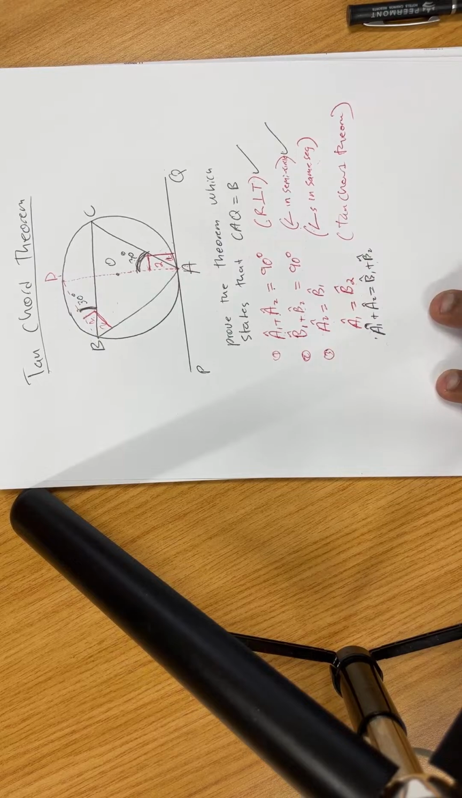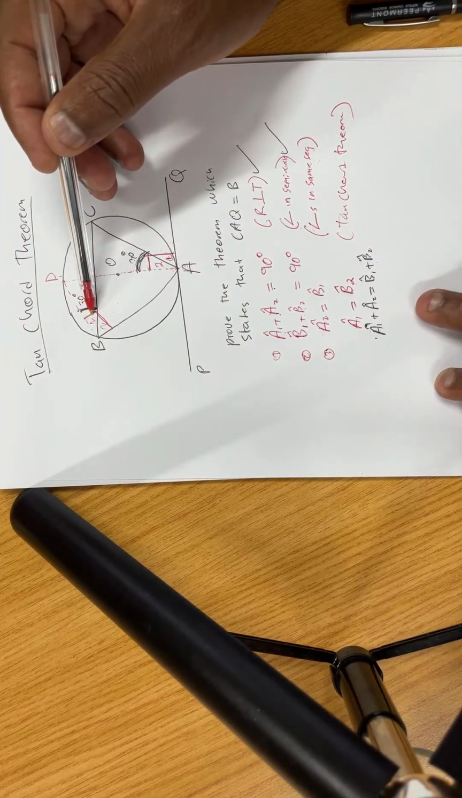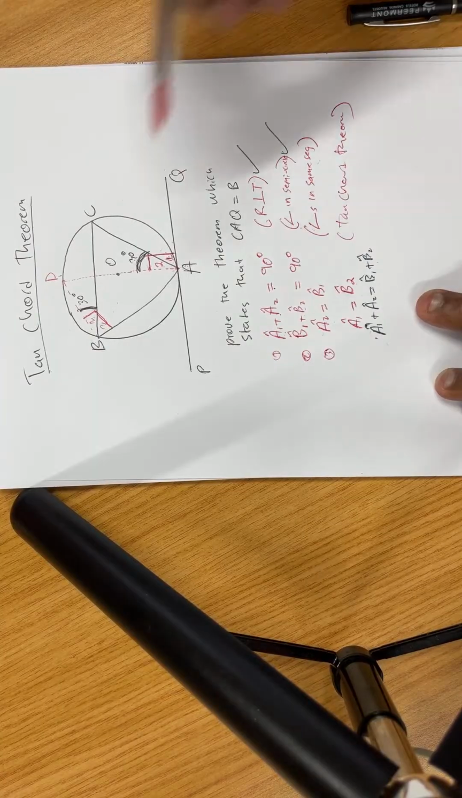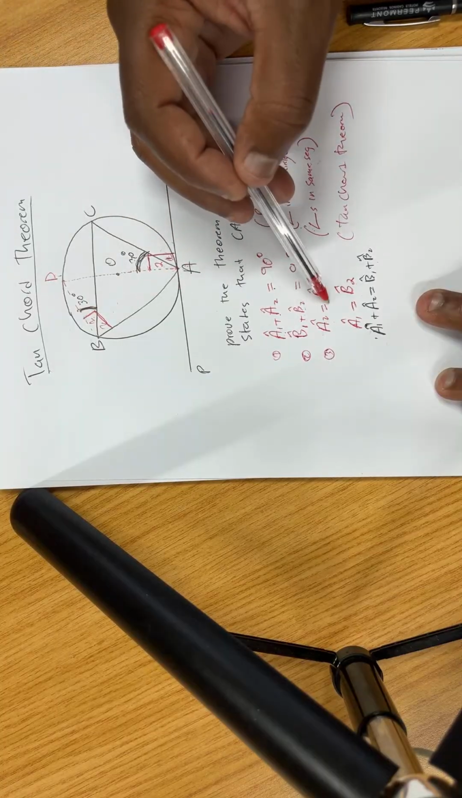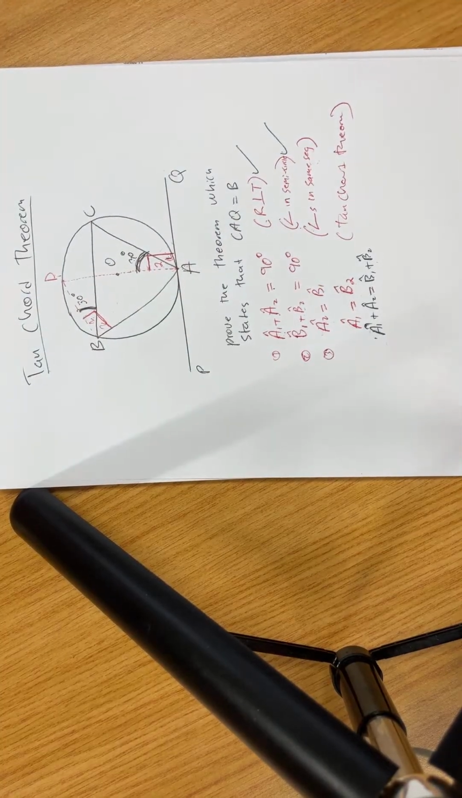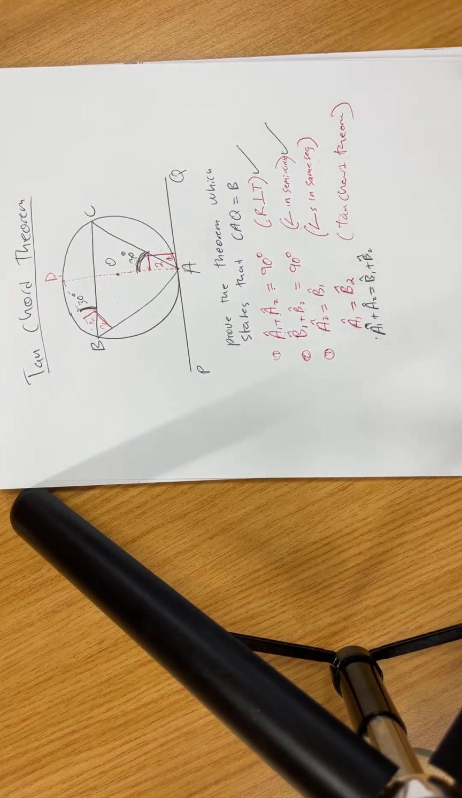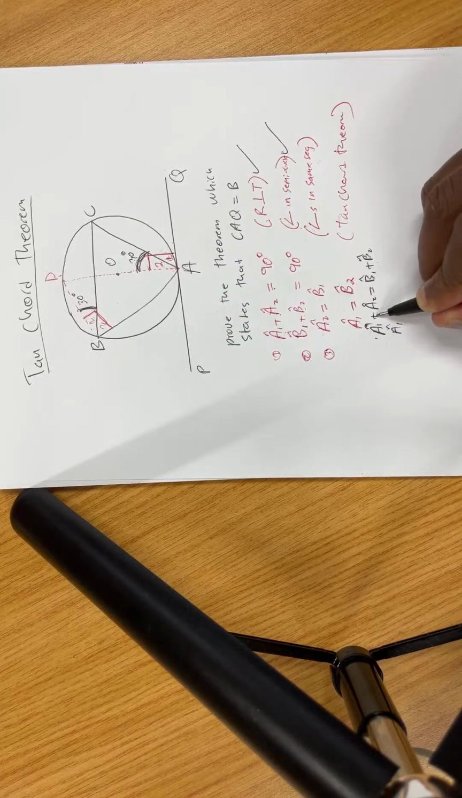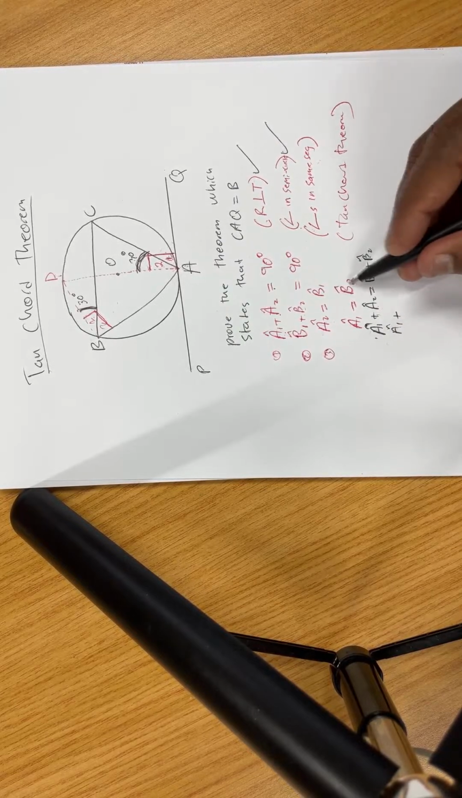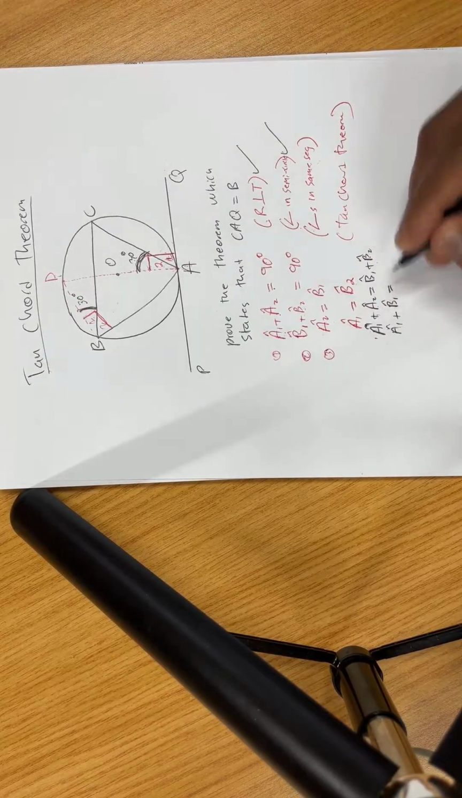Oh, sorry, I made a mistake. It's A2 which is equal to B1. Sorry for that. Then here we can replace A2 with B1. So angle A1 plus angle A2, where angle A2 is B1, so we can remove A2 and put B1.